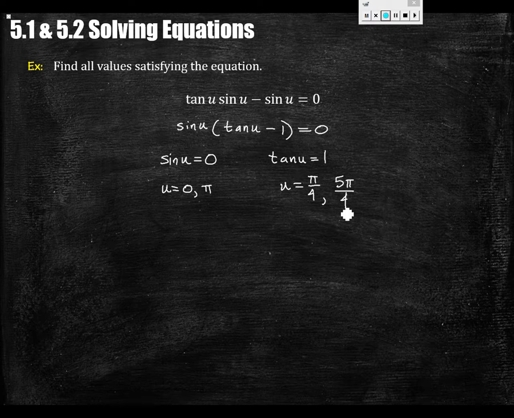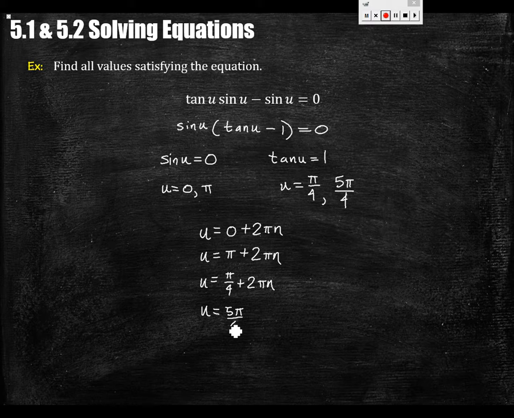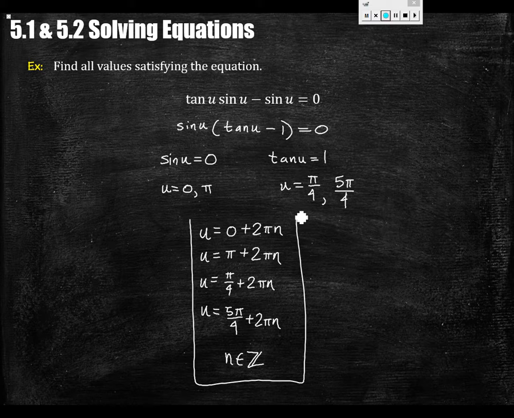Certainly one way to write it would be to do the same thing we did before. U equals 0 plus 2 pi n. U equals pi plus 2 pi n. Or pi over 4 plus 2 pi n. Full credit for this. Or 5 pi over 4 plus 2 pi n, where n is an integer. Right, that'll work, and that's full credit, right? But do you have a slicker way to combine any of those at all?